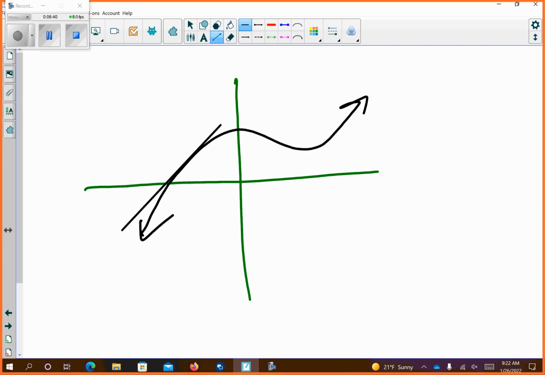A tangent line, I want that one. If I were to take a whole bunch of tangent lines, meaning it's touching my graph in exactly one spot, that straight line is called a tangent line. A tangent line touches a graph once. A secant line goes right through a graph twice, but a tangent line touches once.